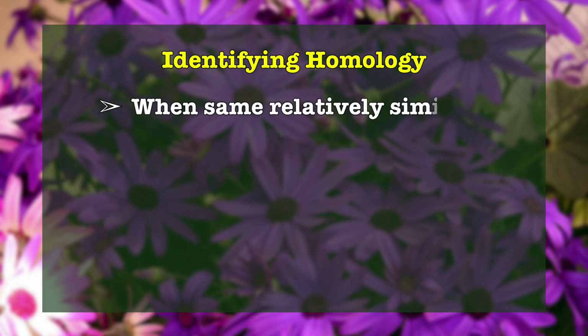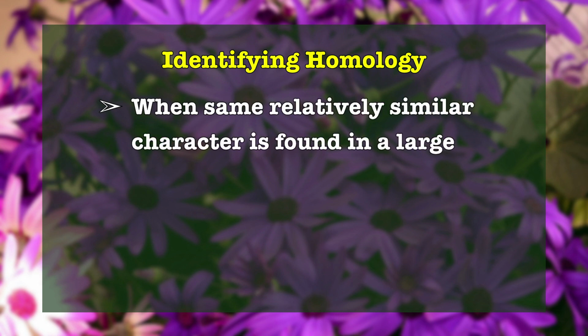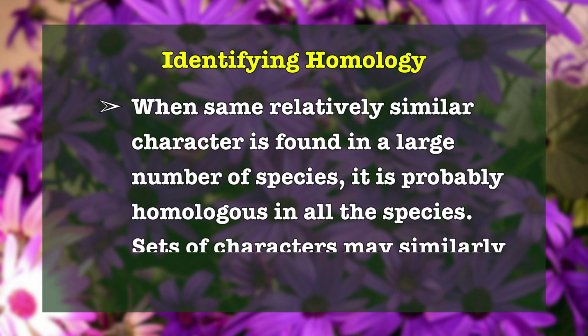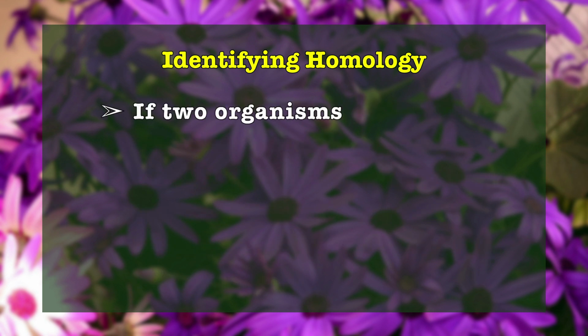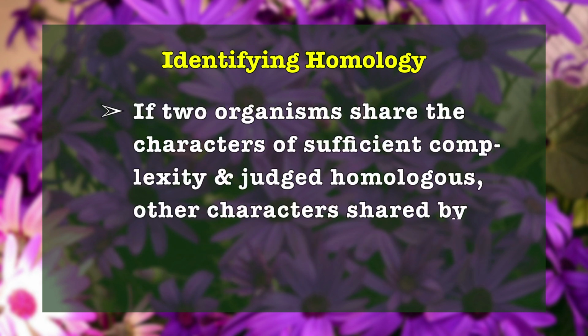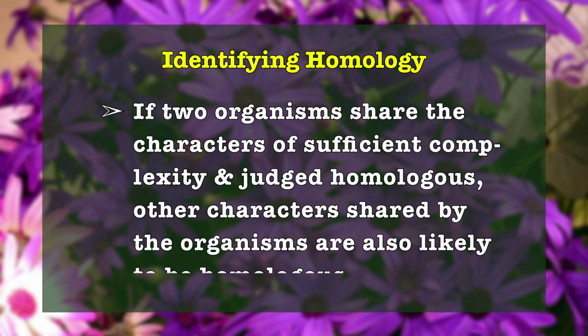When the same relatively similar character is found in a large number of species, it is probably homologous in all the species. Sets of characters may similarly be homologous. If two organisms share a character of sufficient complexity and judged homologous, other characters shared by the organisms are also likely to be homologous. Dear students, you are now familiar with the concepts of homology and analogy.